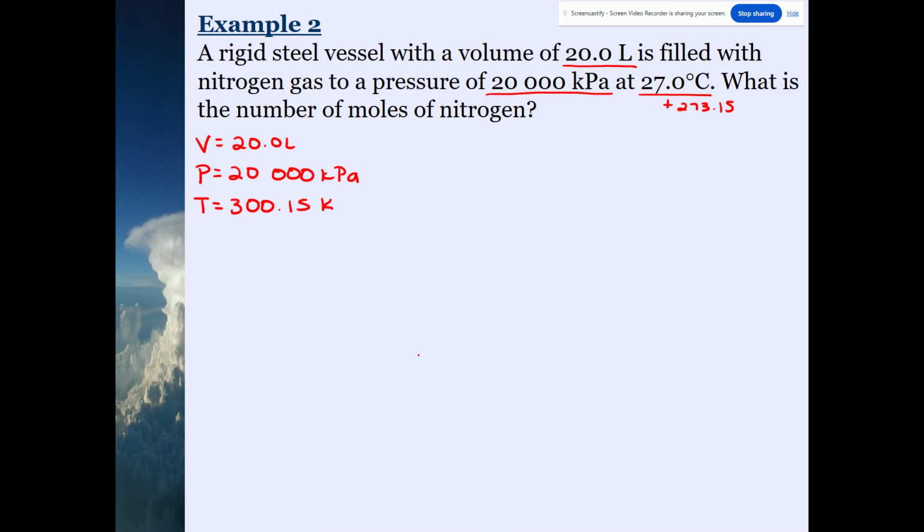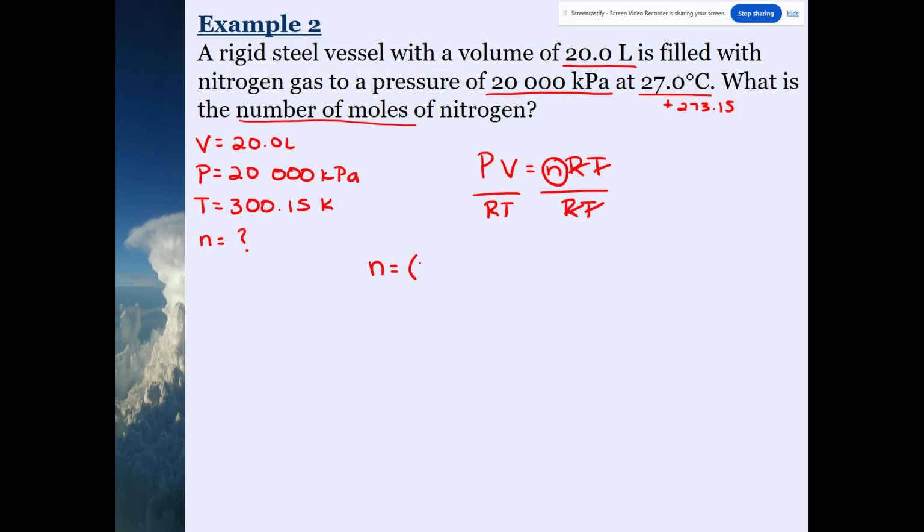Okay? We are looking for the number of moles of this gas, nitrogen. So N. I am looking for N. So again, that is a hint to me that I need to use my ideal gas law formula, PV equals nRT, and I am solving for N. So I'm going to divide both sides by R times T. Okay, so N equals PV over RT.